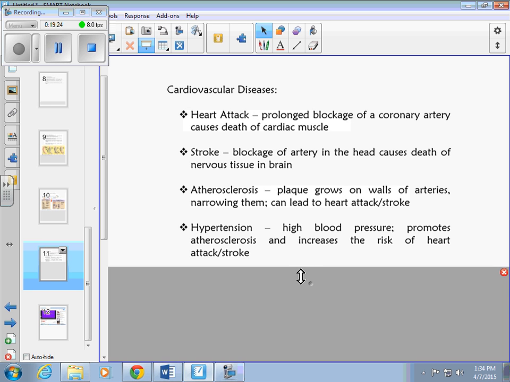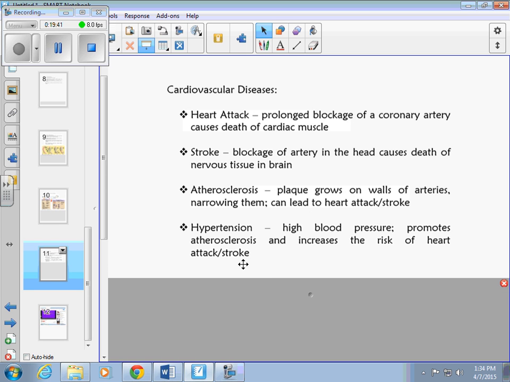Atherosclerosis is where plaque will grow on the walls of the arteries, making the openings a lot more narrow and harder for blood to move through. This could lead to other things, so it could lead to a heart attack, it could lead to a stroke. And the last thing on here, and probably one of the easier things to control, would be hypertension, which is high blood pressure, and this can lead to all of these other things on here. So it's very important that you get that maintained, which is very easily controlled by medication.